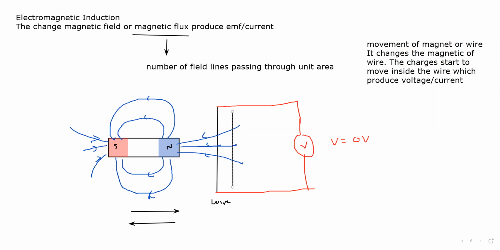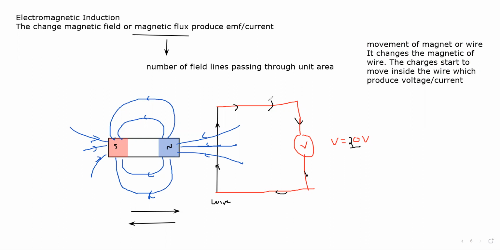Either you move towards or away. And whenever there is a change in the magnetic field, what do we observe? We observe that the charges start to move in the wire, and as the charges start to move, they have energy. So this voltmeter will show some voltage, maybe for example 20 volts, and it will also show some current. So without any battery, without any cell, you are able to produce electricity, the movement of charge.